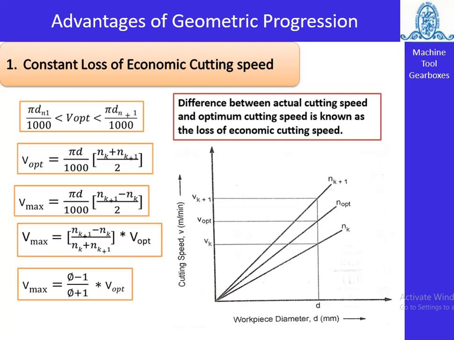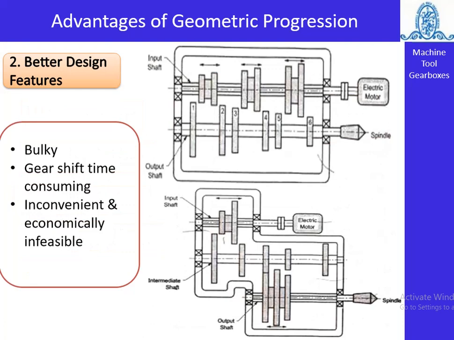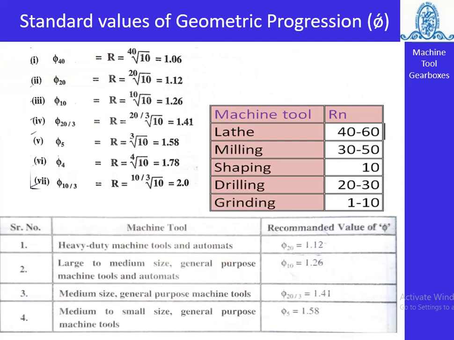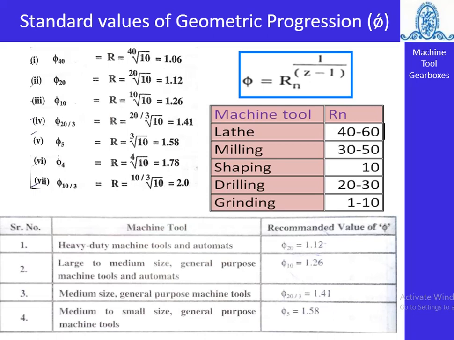Another advantage of geometric progression is better design feature. In case of geometric progression, the design feature is better as compared to other progression laws. Then the standard values of φ in geometric progression: what are the different standard values of φ? It ranges from 540 to 510, about 10 by 3.